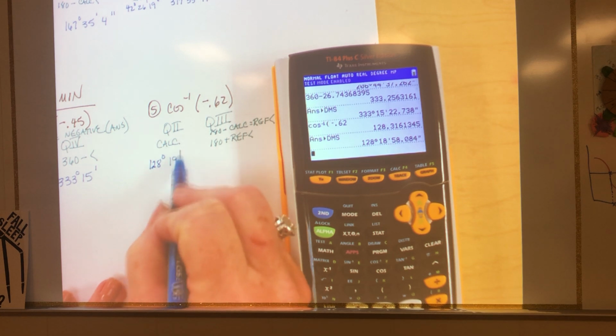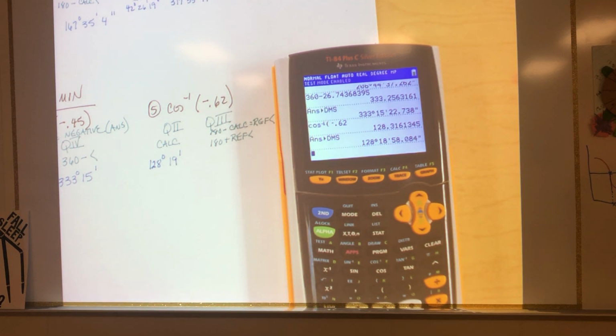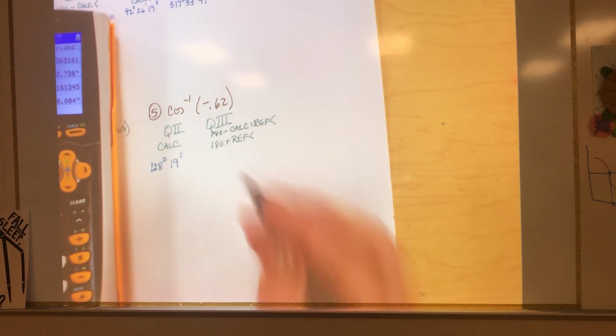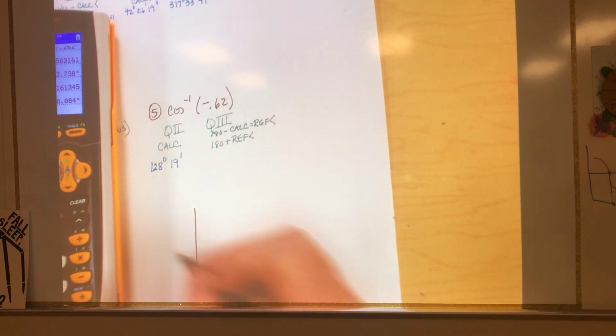19, very good. 128 degrees and 19 minutes. Y'all don't have to worry about it. The calculator's going to take care of it for us, so it's going to be okay. So now, here's the deal. I'm going to draw you a picture of what's going on. Here's my coordinate plane.